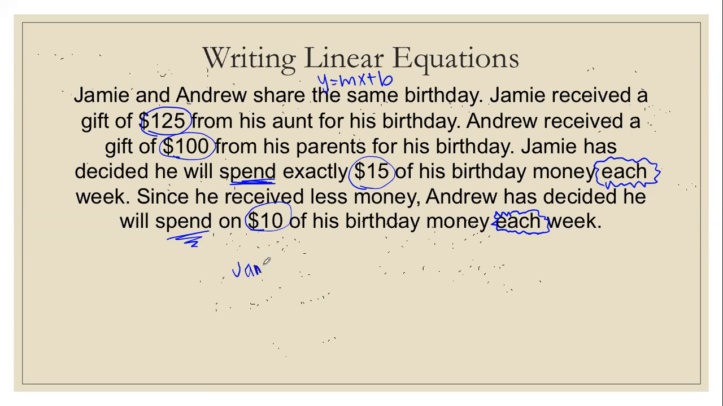You're going to be making an equation for Jamie and one for Andrew. Take 1 minute, write down what you think they are. Remember, they're going to be in slope-intercept form, y equals mx plus b. Yes, except I want everyone to pay attention to the spend part. If I'm spending money.